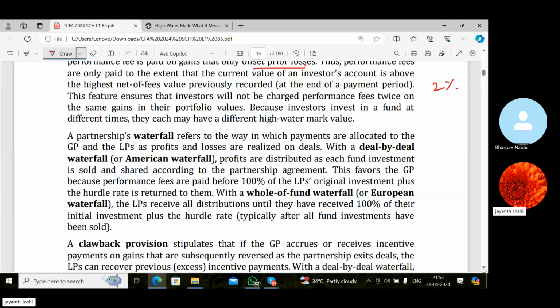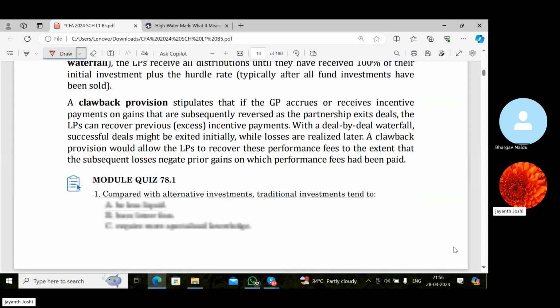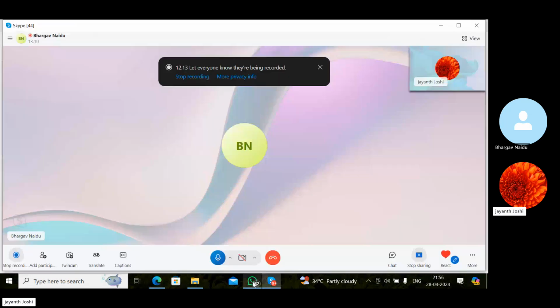Next, I'll give the example of clawback and waterfall also. We will wind up that one.